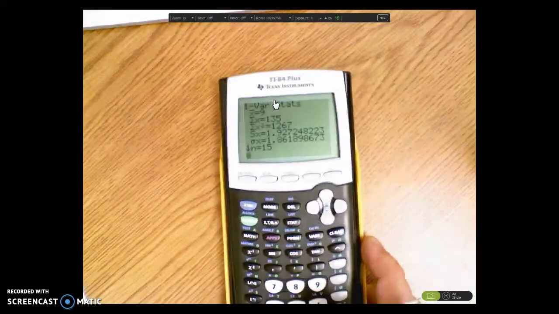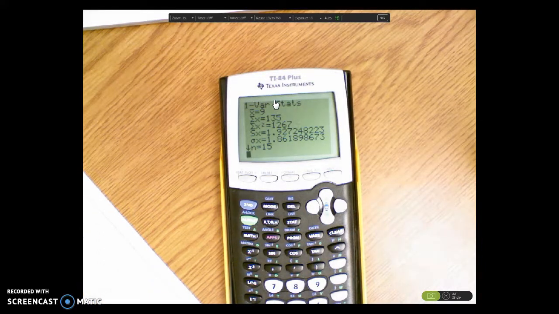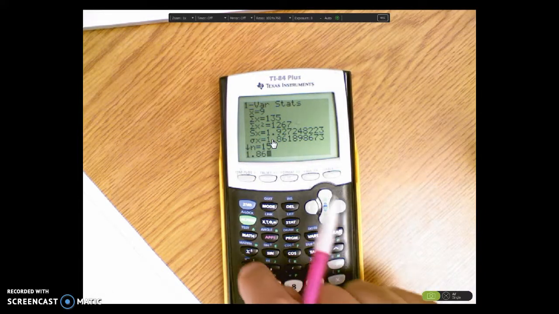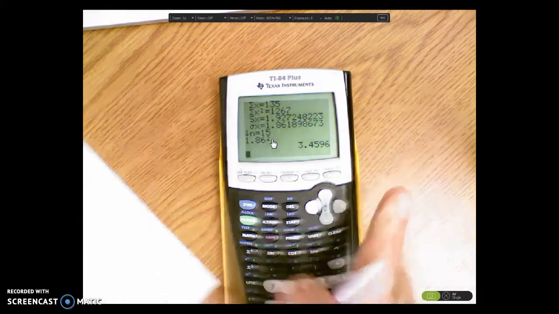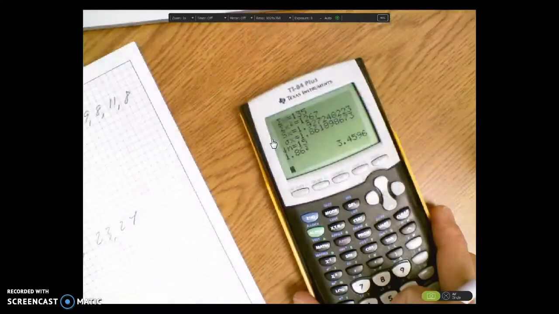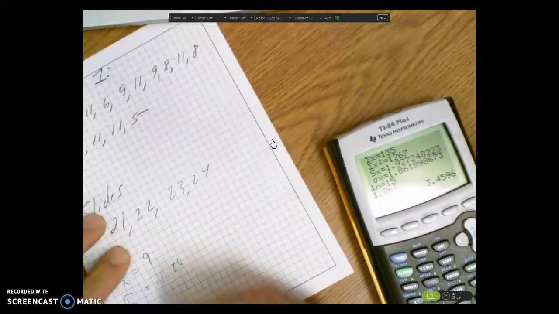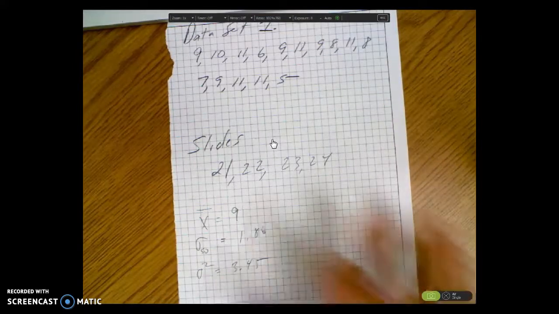Now, if they ask me for the variance in the direction, I'm going to use the 1.86 to find the variance, because remember that variance is sigma squared, or the standard deviation squared. All right, so I'm going to type in 1.86, and I'm going to square that, and I'm going to get, so going back to my paper, my variance is 3.45. Okay. So that's how we're getting that data.